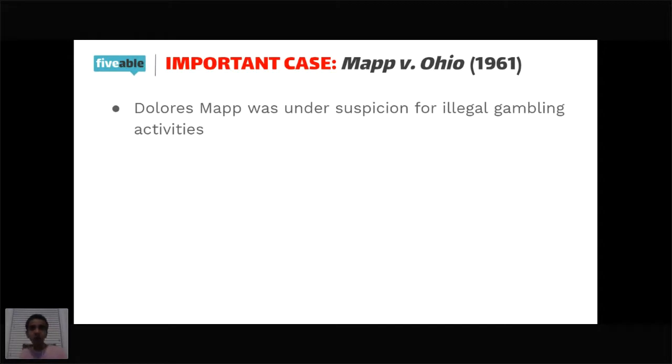All right, so we're going to talk a little bit more in detail about Mapp versus Ohio. This is a case that you will definitely hear either on your AP exam in the multiple choice. Not likely that it will be on your free response section because there is a specific Supreme Court FRQ. However, it is something that you should probably know. So kind of just an overview of what the case is.